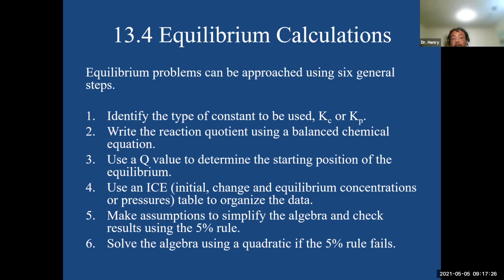And then sometimes, to make our lives a little bit easier, we're going to make an assumption to simplify and check it based upon the 5% rule. In some situations, you're going to be able to neglect that unknown, because if it affects the system by less than 5%, you're going to ignore it. Then you're going to solve the algebraic equation using the quadratic formula.